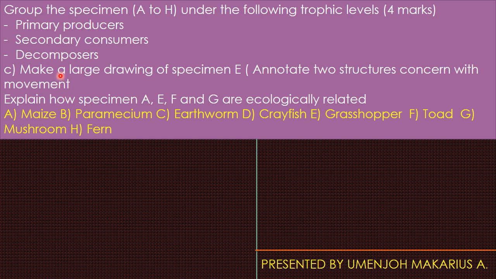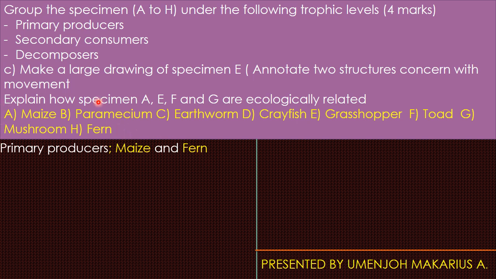So let's start with the primary producers. Under primary producers, what organisms belong here? Keep in mind that for primary producers, we talk about green plants. Good. So the only green plants that we have here are the fern and the maize. Good. So under primary producers, we have just the maize and the fern.